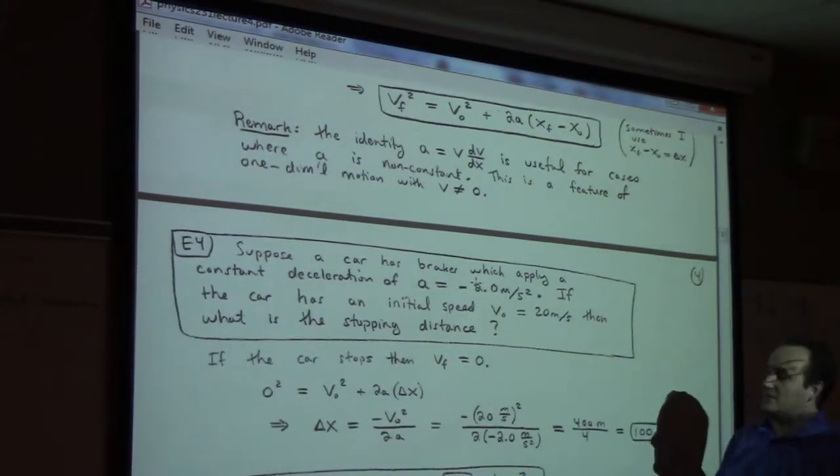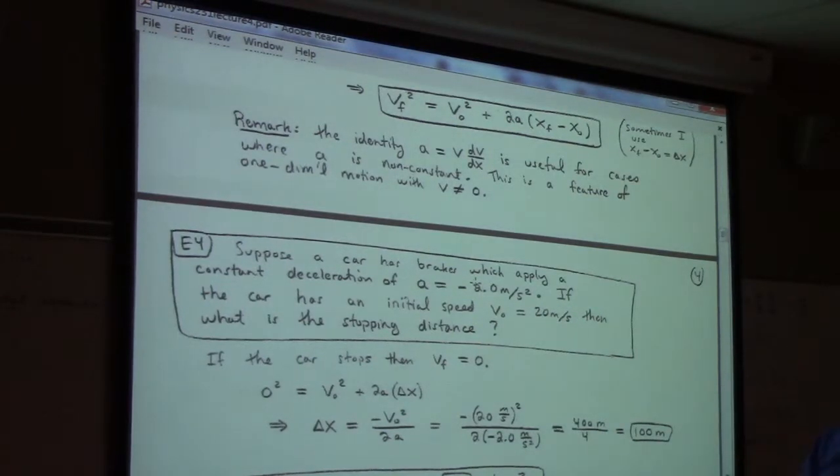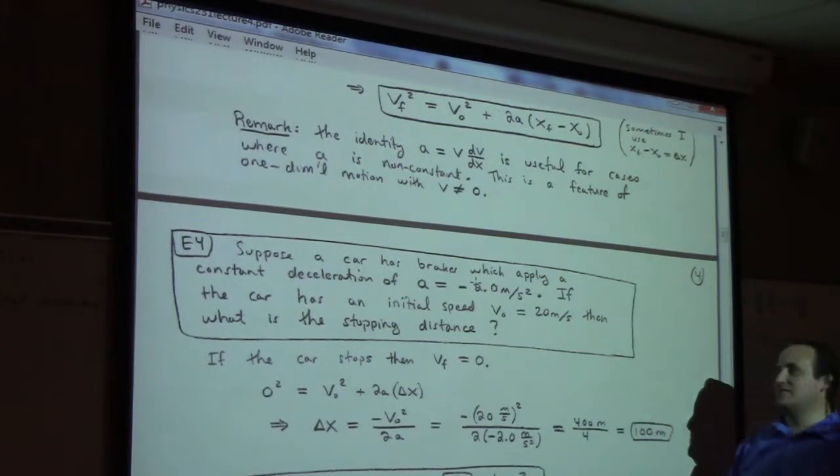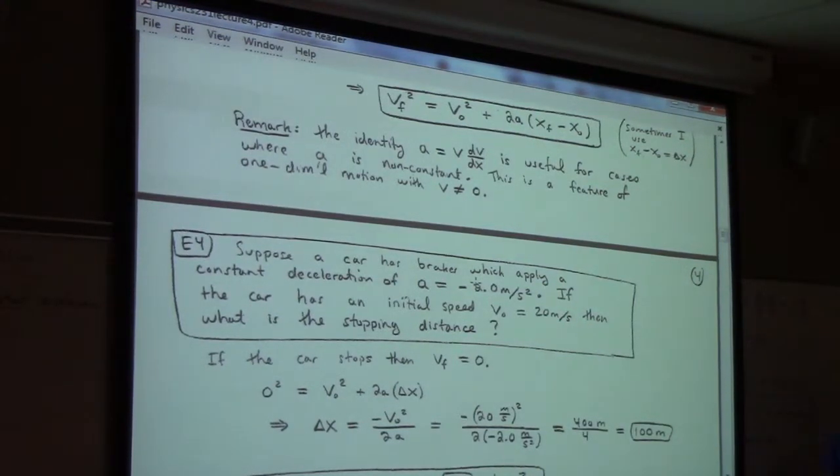Anyway, suppose a car applies brakes and thus a constant deceleration of -2 meters per second squared. If the car has an initial speed of 20 meters per second, then what's its stopping distance?